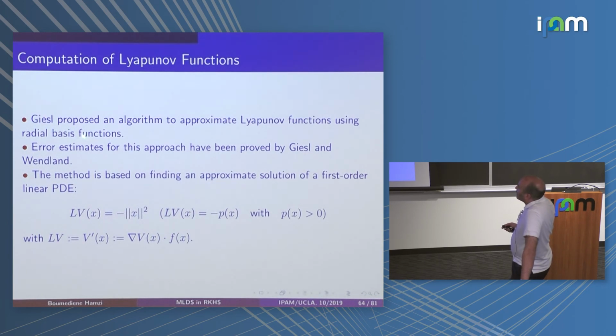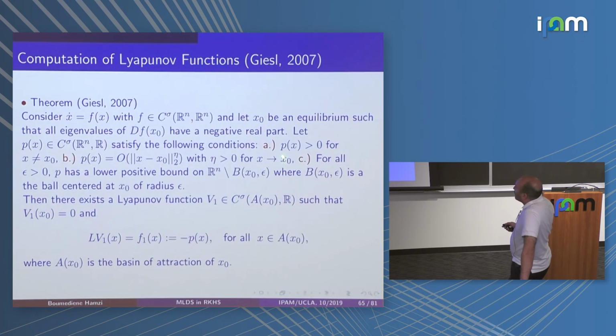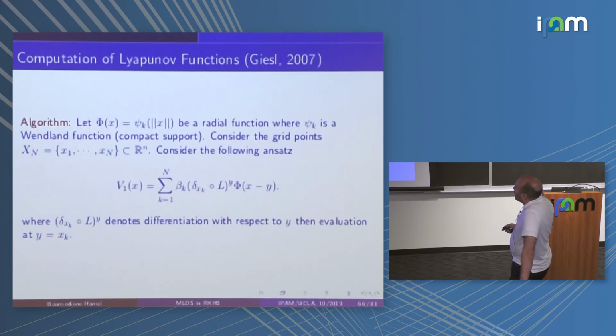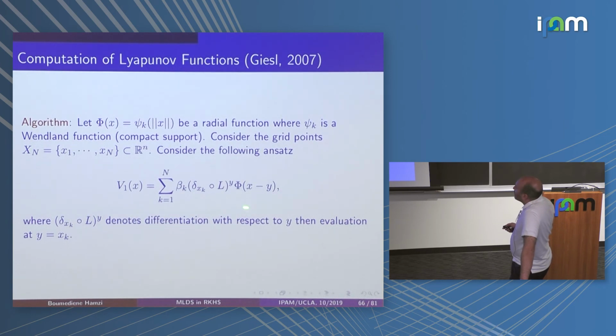So he said that we are going to find an approximation of the Lyapunov PDE by imposing the right-hand side. So LV of x is equal to minus p of x, with p a strictly positive definite function satisfying the following conditions. So what happens is that we impose the right-hand side on the differential inequality in the Lyapunov equation, and assume that V1 has the following form.